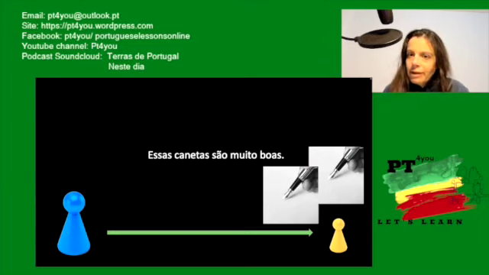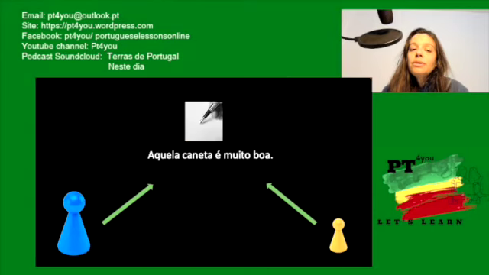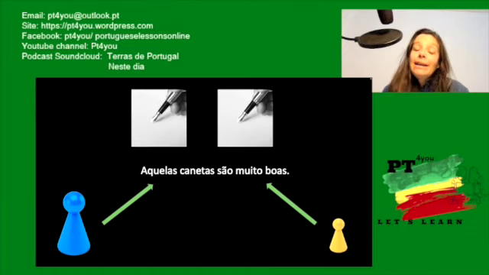Now, the third level. What happens? Imagine that you are talking with someone and you are both looking at the window, far from you both, and you're talking about something. Is this the perspective? So you are looking at something outside and you'll say, aquele livro é muito bom. Aqueles livros são muito bons. Aquela caneta é muito boa. Aquelas canetas são muito boas.